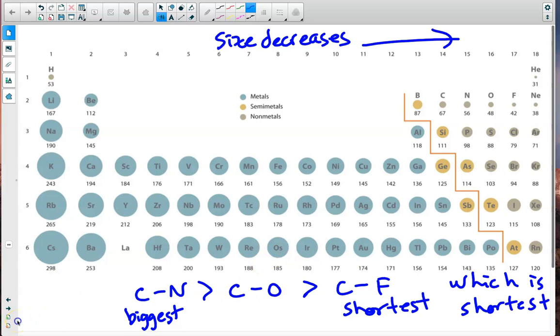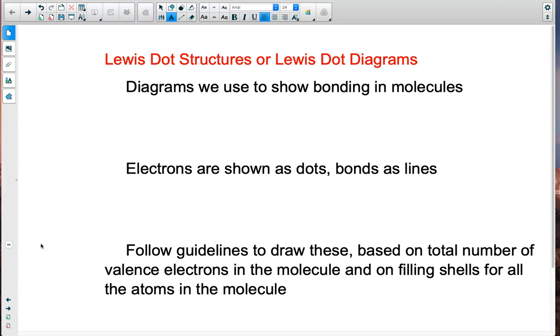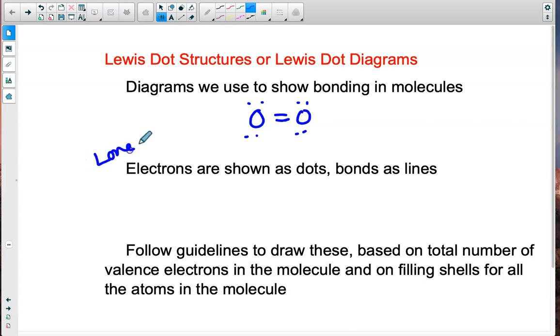Brings us to Lewis dot structures or Lewis dot diagrams. And I've already shown some of these, but these are diagrams that we use to illustrate bonding in molecules. So when I drew the oxygen atoms with the lines between them and the lone pair electrons, that's a Lewis dot structure. And electrons are shown as dots, so lone pair electrons are shown as dots, and the bonds are shown as lines.